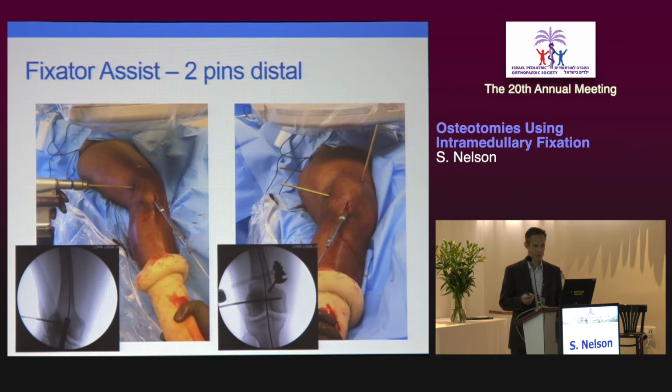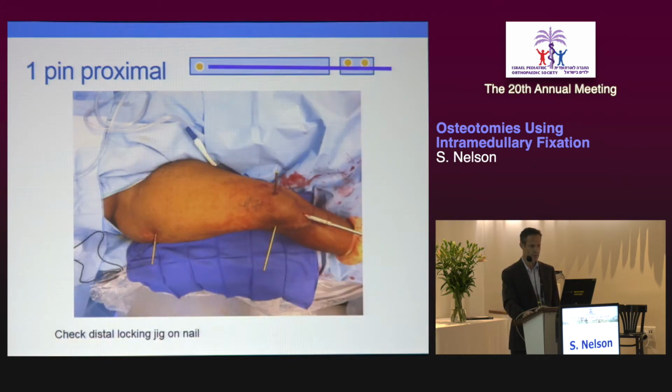It's important to look at the jig of your intramedullary nail device to make sure that your pins aren't going to interfere with the locking options on that jig. And so two pins are placed distally, and then one pin is placed proximally. This little diagram just helps understand that the distal fragment has lots of degrees of freedom of motion.